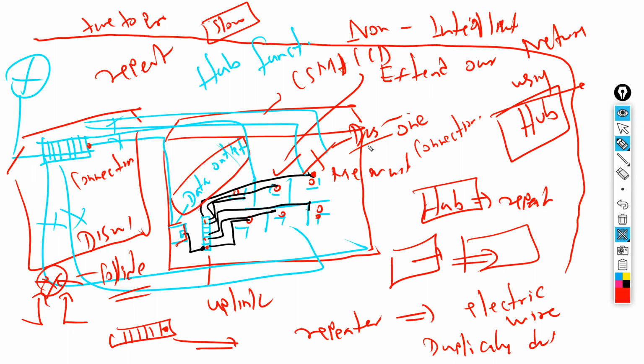That's what I say, it's an electric wire, because when the power comes from one side, it lets the power go to the other side as well. That's it. It's a wire.